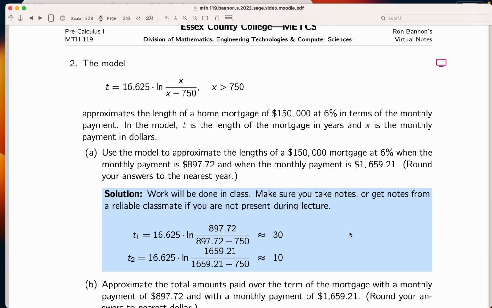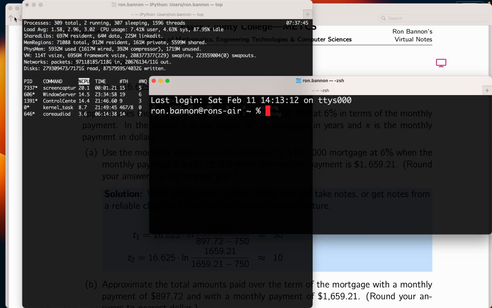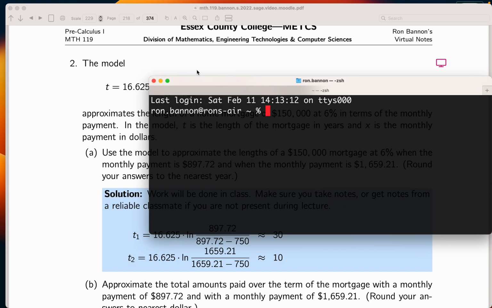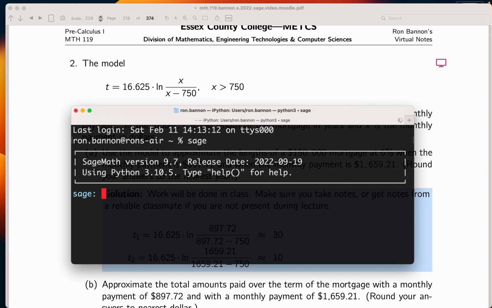Okay, so they give you a model, and I'm going to use Sage to do the computation because it looks pretty difficult to compute. So let me shrink this window out, and I'm going to type this in. I'm going to start Sage. Launching Sage now. It's launching Python. Python's launched and Sage is launched.